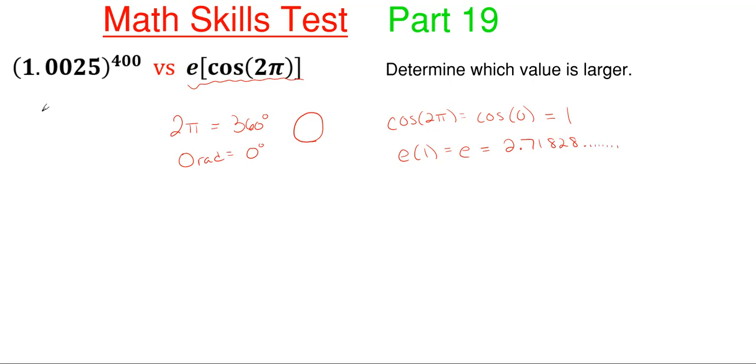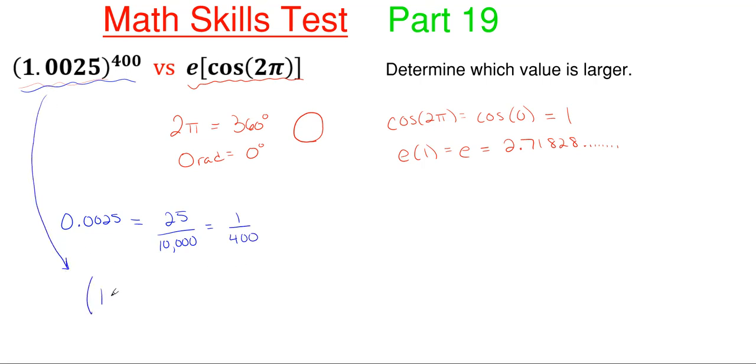Alrighty, so let's focus on the left side now, and let's do the left side in blue. Let's see, what is 0.0025 in fraction form? That is going to be 25 over 10,000, which when we simplify it becomes 1 over 400. So I can rewrite this expression as 1 plus 1 over 400, to the power of 400.